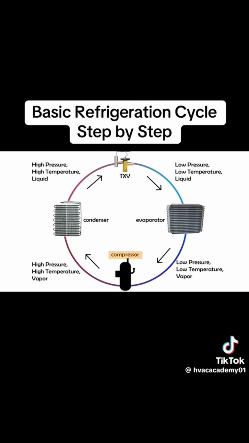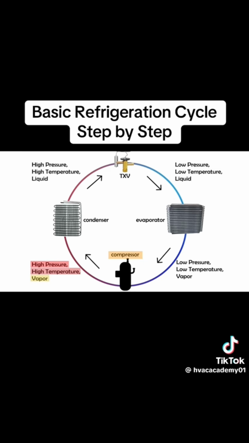The compressor takes in low-pressure, low-temperature vapor refrigerant and compresses it. As a result, it discharges the refrigerant as a high-pressure, high-temperature vapor. This is where the cycle begins. The compressor is often called the heart of the system because it keeps the refrigerant moving and boosts its energy level. It's also important to note that this process increases both the pressure and the temperature, preparing the refrigerant to release heat in the next stage.